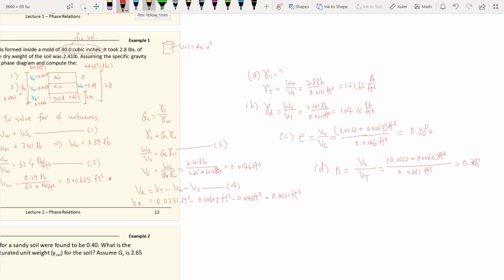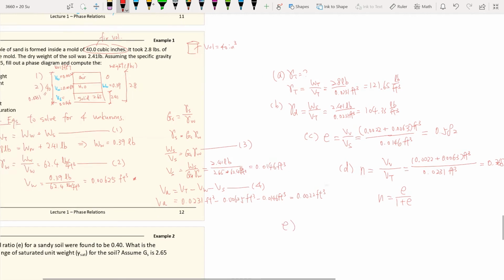You can also solve this problem by using the equation that we developed early on, which is the porosity equals the void ratio divided by 1 plus the void ratio. So back a couple of slides ago, we have derived the equations.